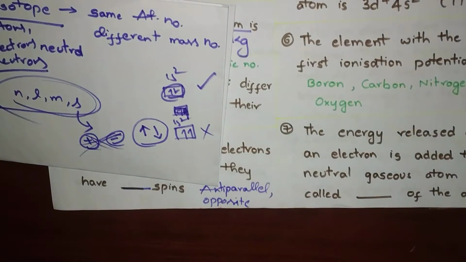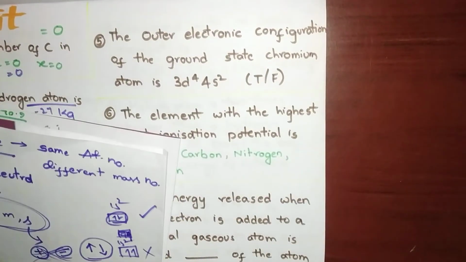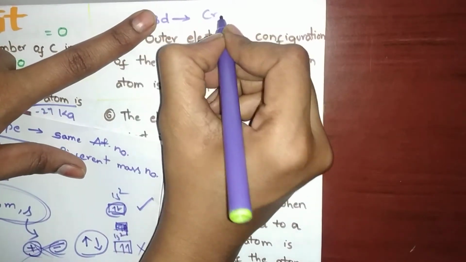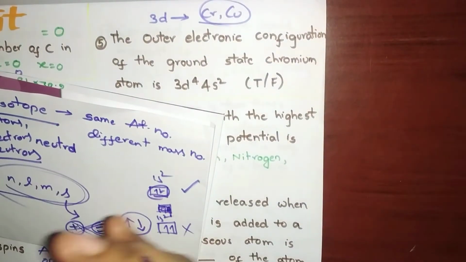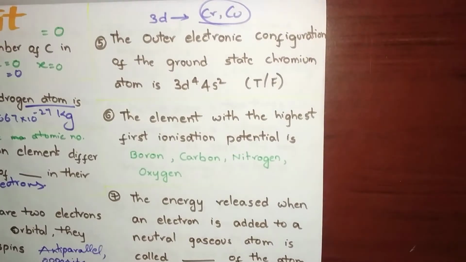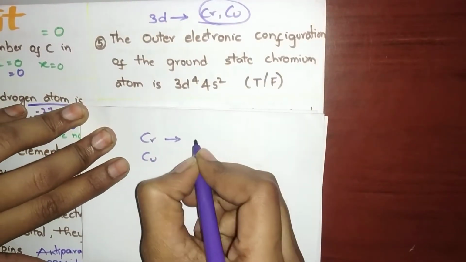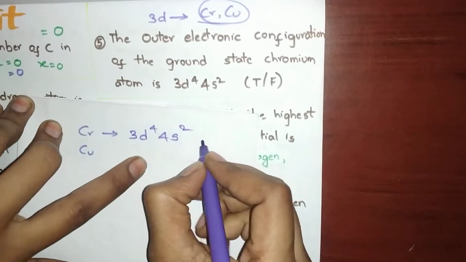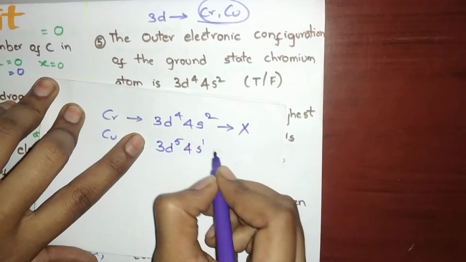Okay. So read the fifth question. The outer electronic configuration of the ground state chromium atom. See, in the 3d series, chromium and copper have different electronic configurations. Let me tell you. Chromium, copper. Here 3d4 4s2 is wrong. 3d5 4s1 is the correct one.